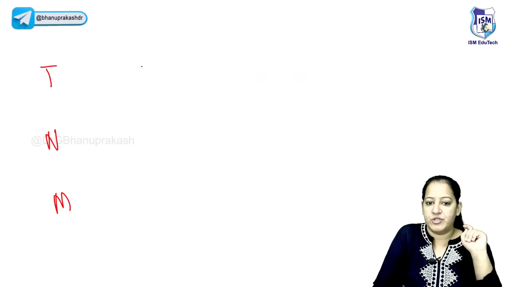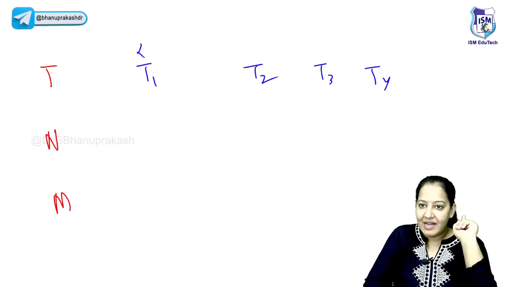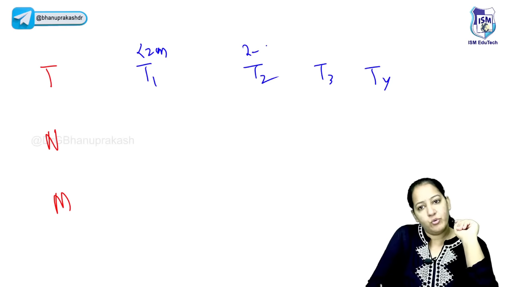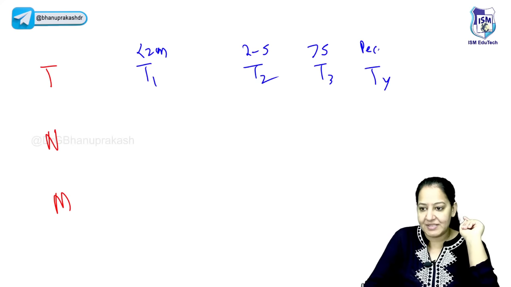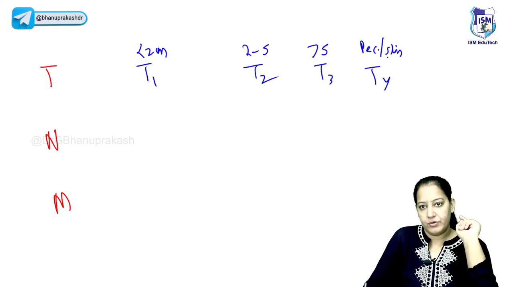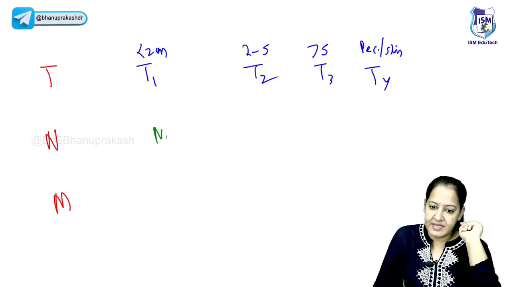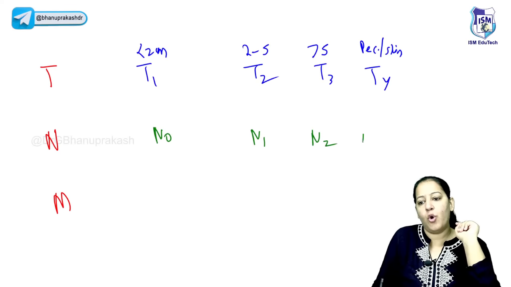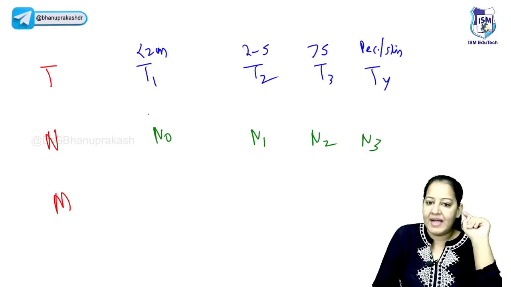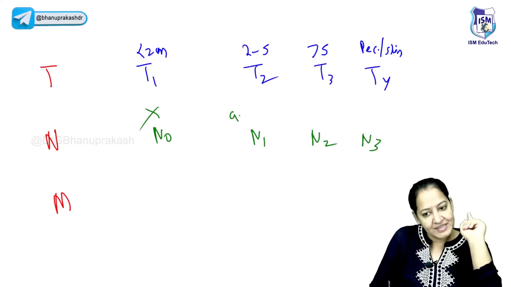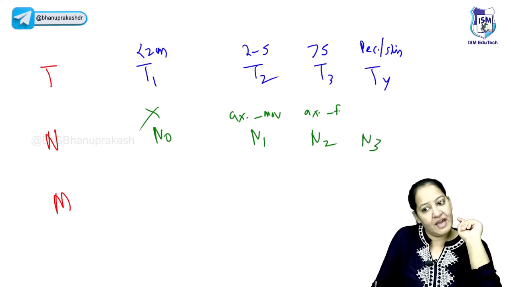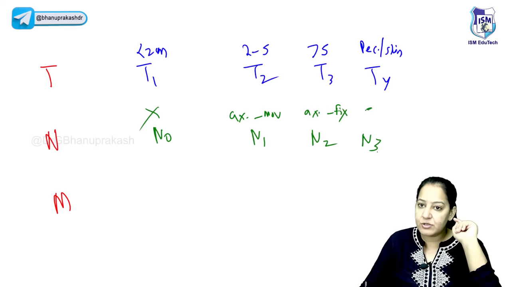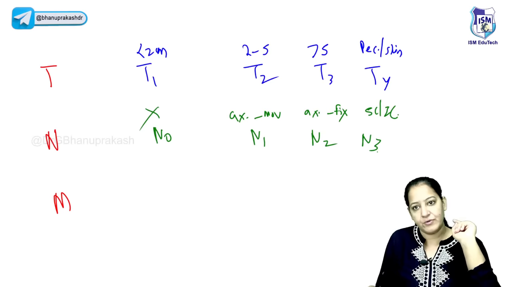In the T, we have four options: T1, T2, T3, T4. Less than 2 cm is T1, 2 to 5 is T2, more than 5 is T3, and if it involves the pectoralis muscle or skin, it is known as T4. Decide the N for your patient. Is it N0, N1, N2 or N3? Again, four options. N0 means no nodes are involved. N1 means axillary nodes are involved but movable. N2 means axillary nodes are involved but fixed. And N3 means supraclavicular or infraclavicular lymph nodes are involved.